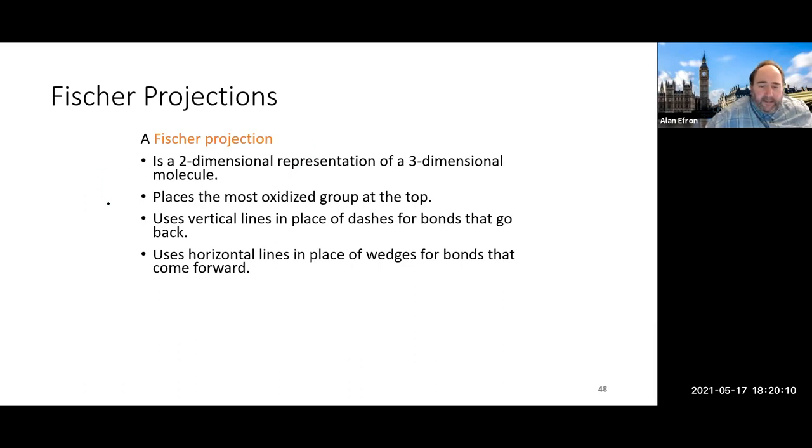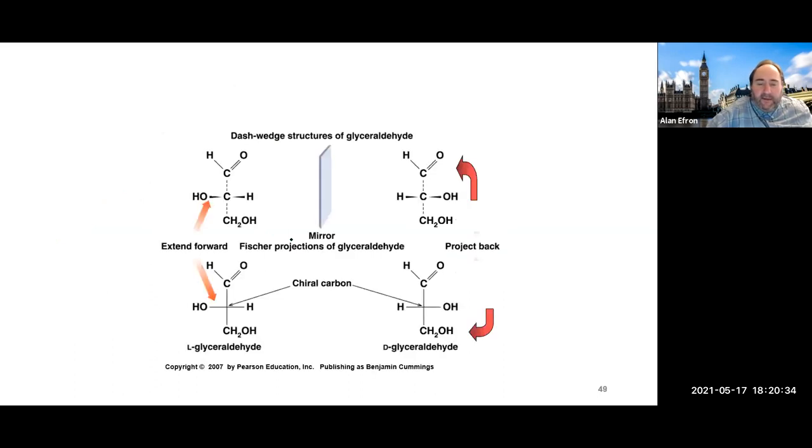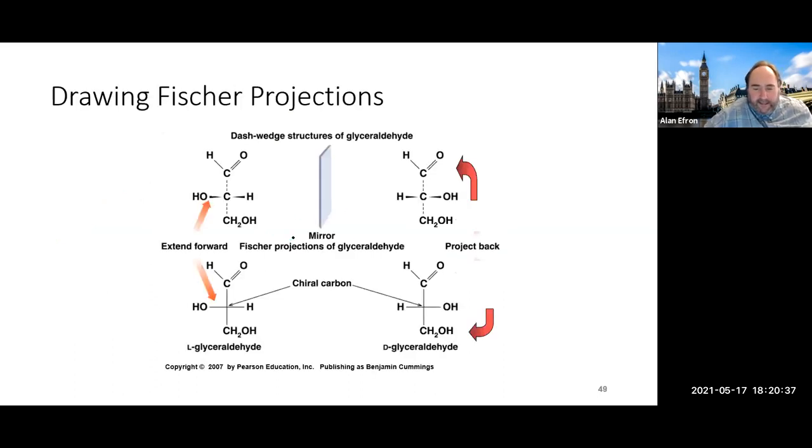So normally, when you draw something in 3 dimensions, you do the dash line to represent that a group is going back, and you do the wedge to represent that a group is coming forward or out of the paper, if you will. So here we use horizontal lines and vertical lines to represent that 3D structure. And just to give you a look at what that looks like, here we go. We have our vertical lines and our horizontal lines.